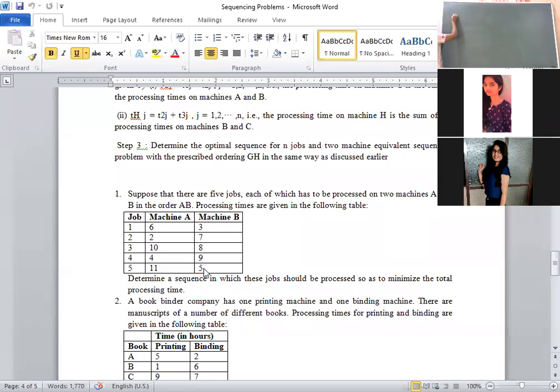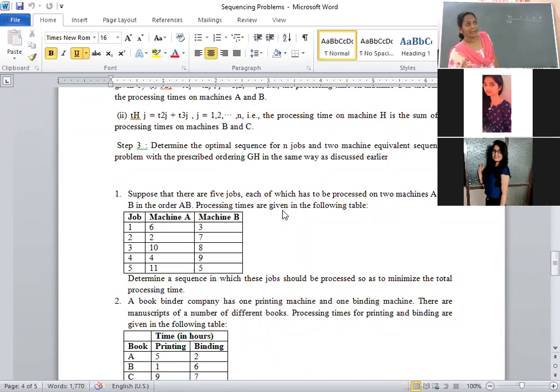Write down horizontally initially. Here I will write job, because I have to perform calculations for that purpose. How many jobs are available? 5 jobs: 1, 2, 3, 4, 5. Then machine A, machine B, the processing time is given.